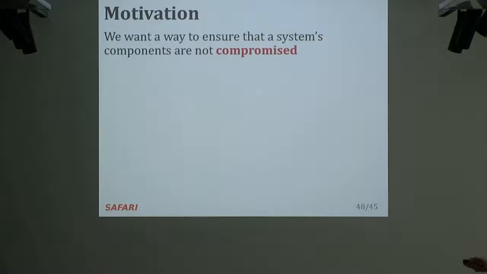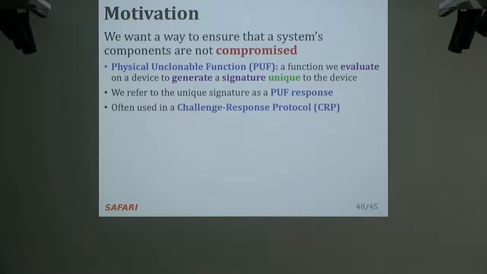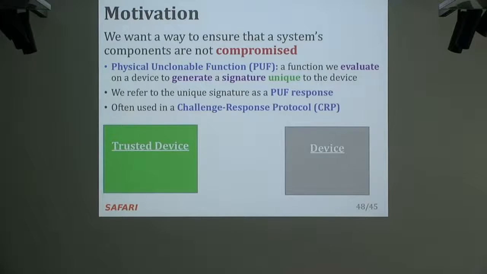Essentially, we want a way to ensure that a system's components are not compromised. A physical unclonable function provides a function that you evaluate on a device to generate a signature that's unique to the device, so that you can build some protocol on top of this physical unclonable function that ensures that the system's components are not compromised. We refer to the unique signature as a PUF response. And the protocol that we build on top of this is called a challenge-response protocol, CRP. So essentially, you need to do this communication.